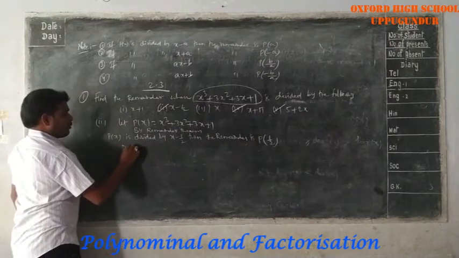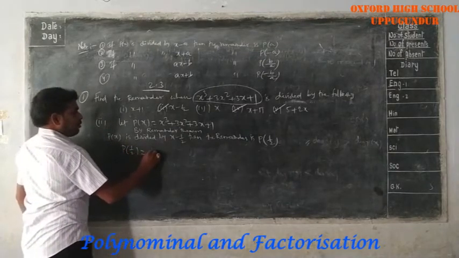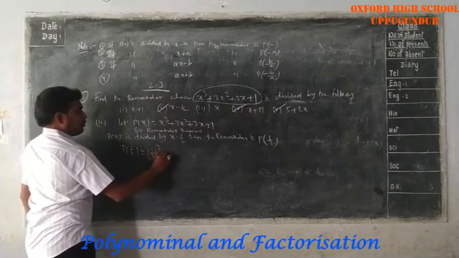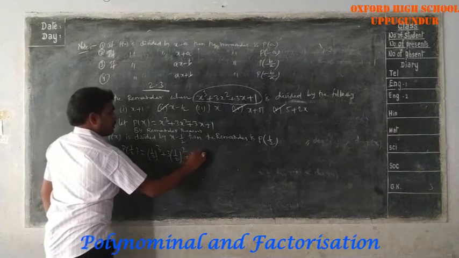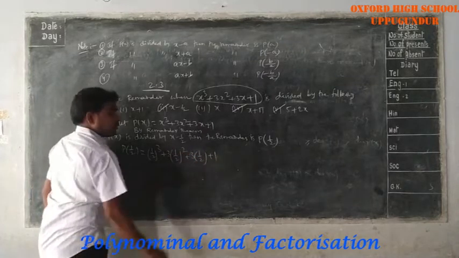Now p of 1 by 2 equal to (1 by 2) whole cube plus 3 into (1 by 2) whole square plus 3 into 1 by 2 plus 1.